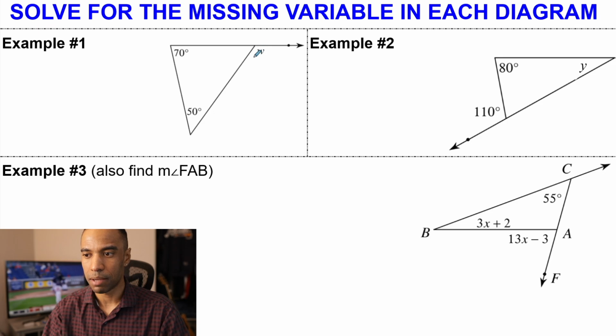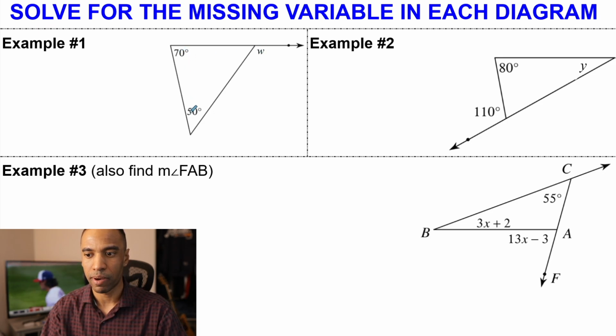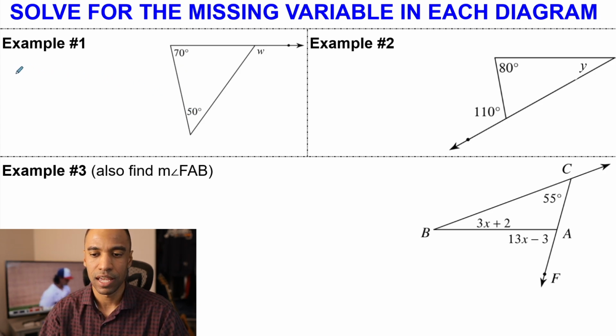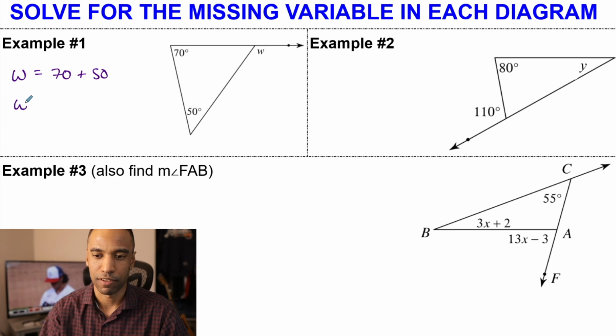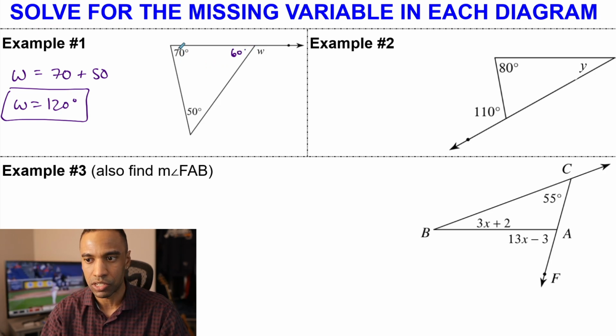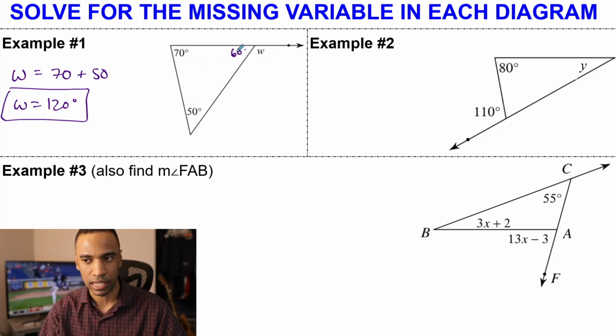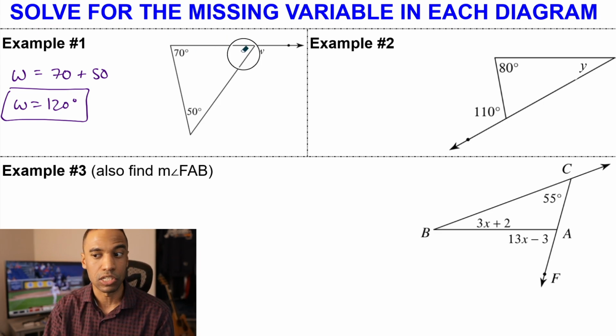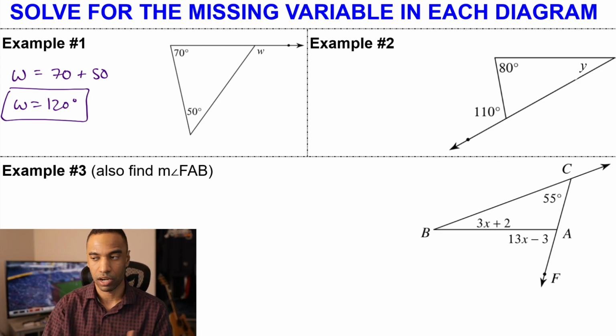The very first example here, let's find out what W is by knowing 70 and 50. W is a remote exterior angle to 70 and 50. Therefore, W is just the sum of 70 and 50. W is 120 degrees. And again, we're saving the step of figuring out that this was 60 degrees by taking away from 180 and then taking this away from 180 and all that kind of stuff. It's too much to need to do. Remote exterior angle takes care of that.